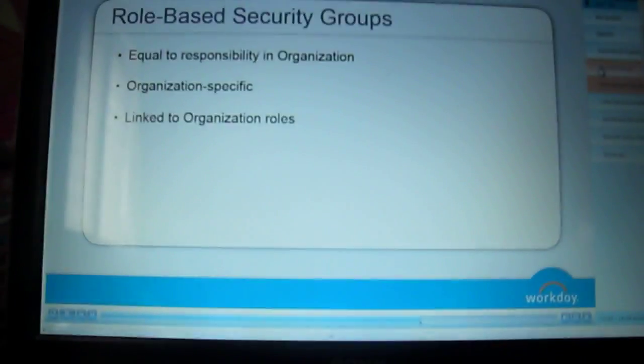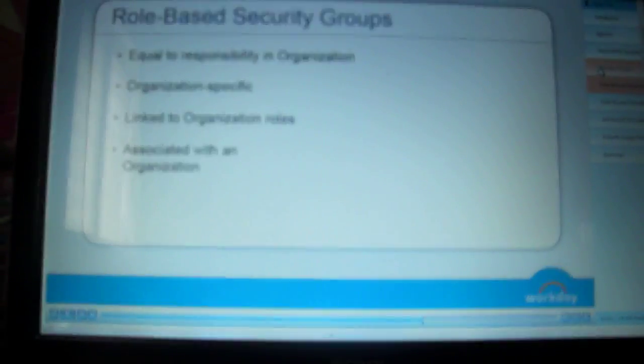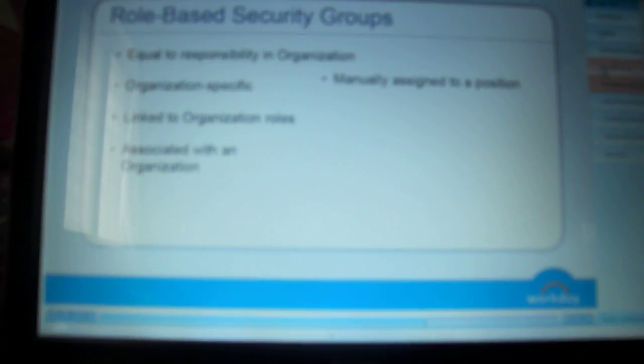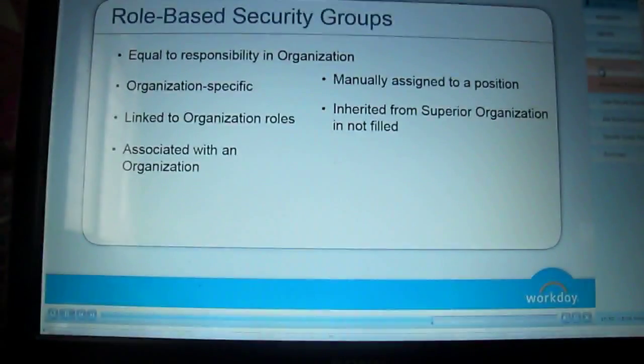A role-based security group is linked to an organization role of the same name. That organization role is then assigned to an organization. The organization role is then manually assigned to a position. A worker in that position is automatically assigned to that role and then added as a member of the role-based security group. If there is a subordinate supervisory organization without organization roles assigned, that role will be inherited from a superior organization based on configuration.